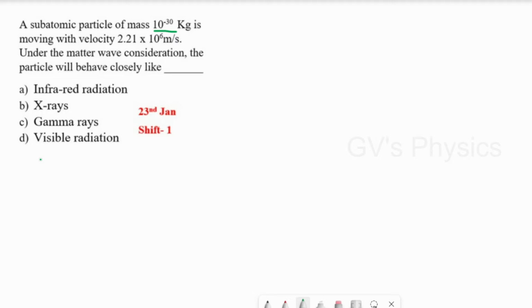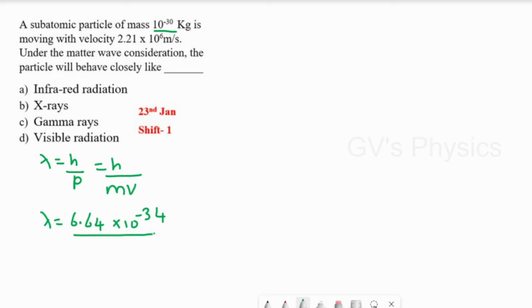To find the wavelength, I am going to take the formula lambda is equal to h by p, where p is the momentum. For momentum we have the formula mass into velocity. In the given data they have given mass and velocity, so we'll substitute the values. Lambda is equal to 6.64 into 10 power minus 34, and the mass they have given is 10 power minus 30, and velocity is 2.21 into 10 power 6. If you take minus 30 to the numerator, it will become plus 30.